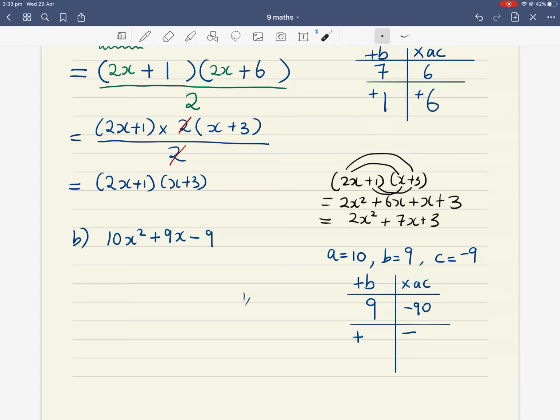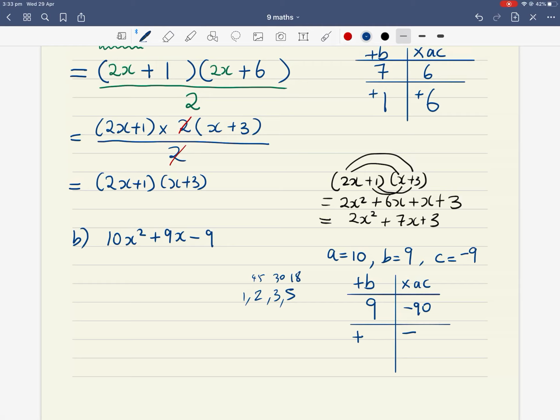I mean, obviously 1 is useless because 1 times 90 is 90, but 1 and 90 do not have a gap of 9. 2 and 45, that still doesn't have a gap of 9. Does 3 go into 90? 3 times 30 is 90, but there's no way 3 and 30 have a gap of 9. Does 4 go into 90? 90 divided by 4, no, it's not a whole number.